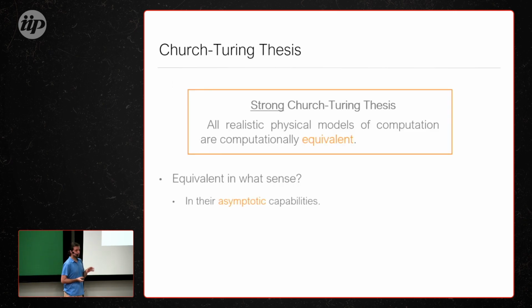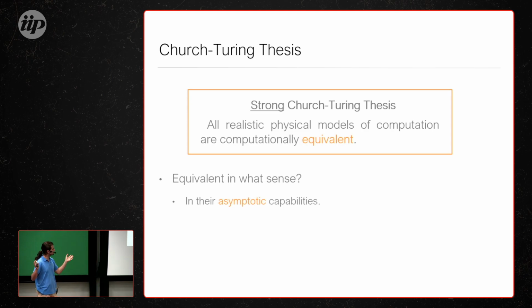But that's not quite true, right? Now we're going to move into the next layer of the definition, because we don't actually care just about being able to solve the problems. We want to solve the problems fast. So now we are going to add this extra ingredient of efficiency. Okay, and this leads to another thesis, which is the strong Church-Turing thesis. This one says that all realistic physical models of computation, and again, realistic physical models is doing a lot of work there, are computationally equivalent.